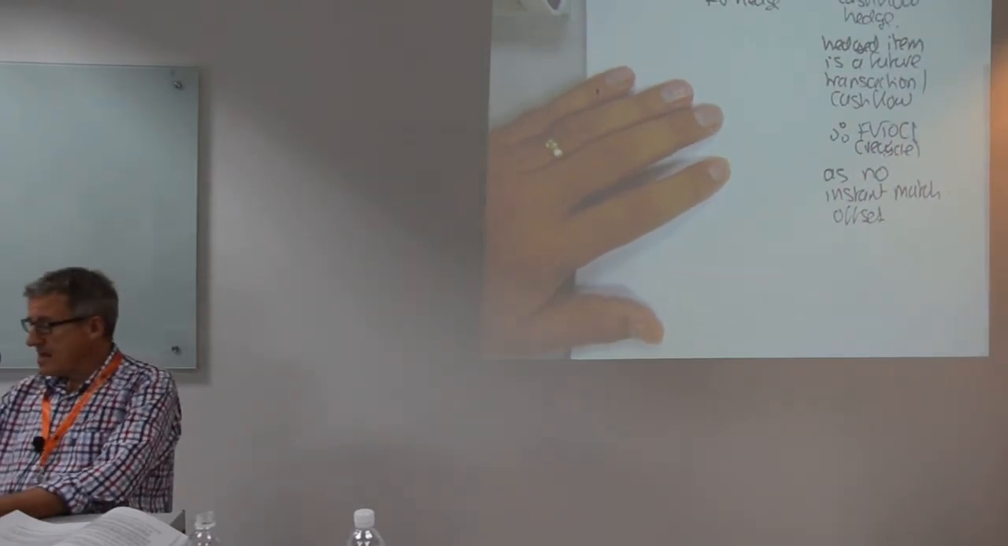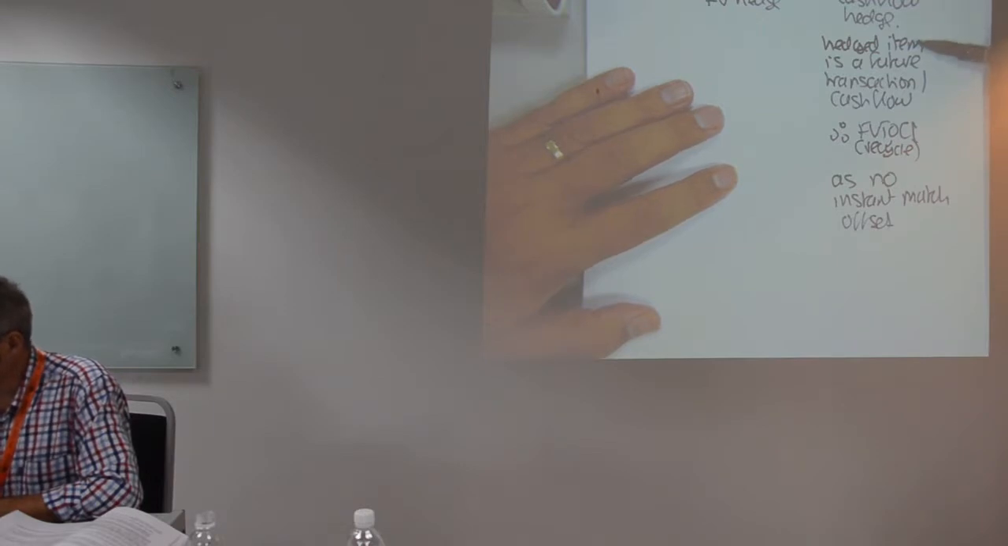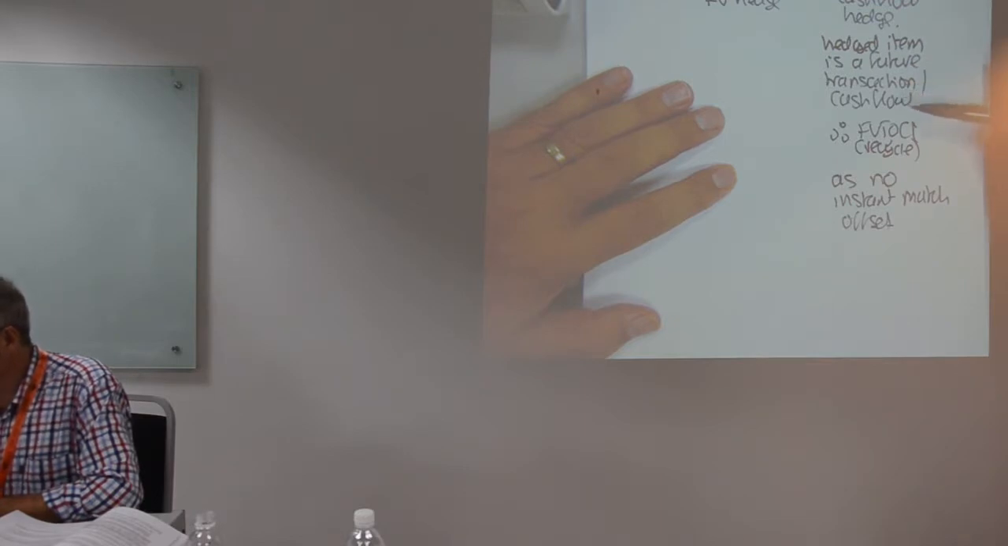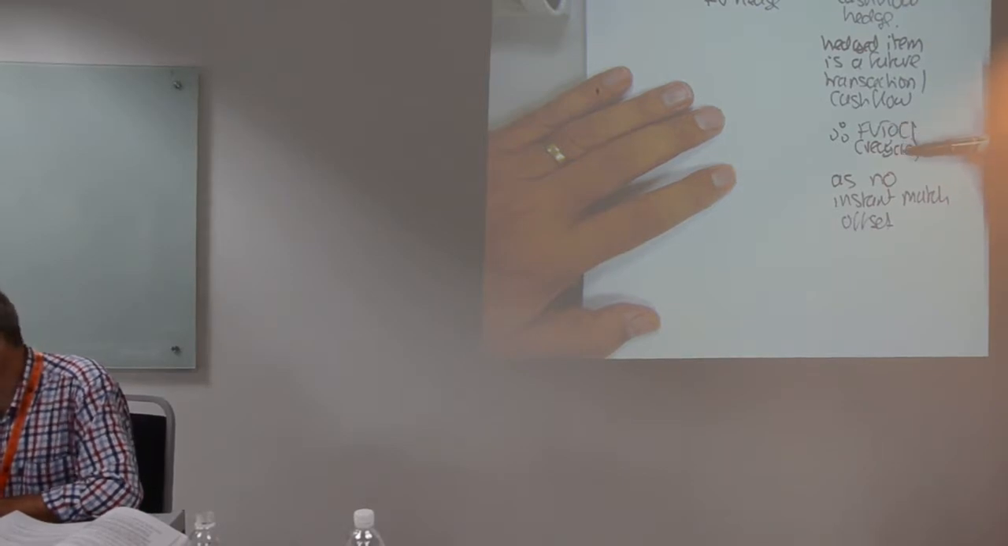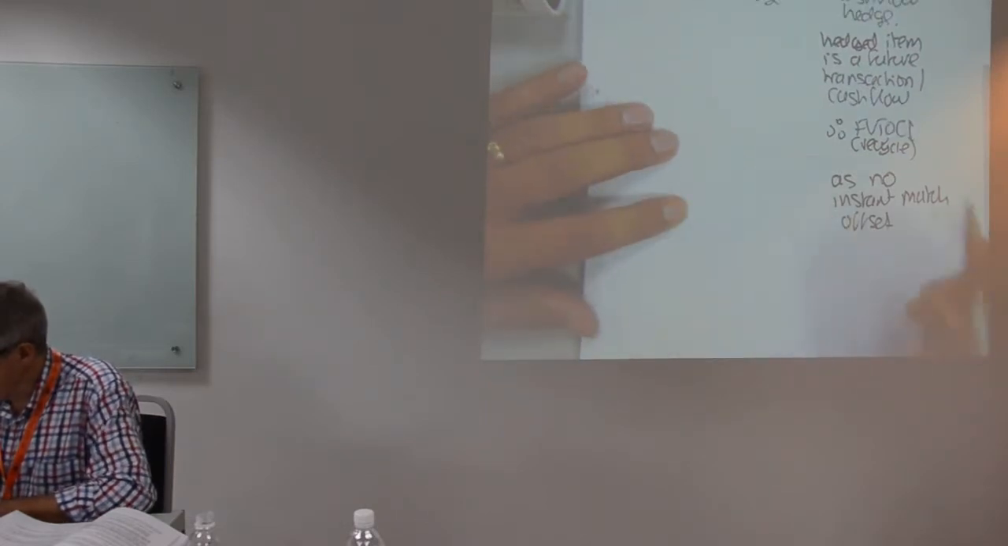So if it is a cash flow hedge, then the hedged item is a future transaction, a future cash flow, and we're looking to take a cash flow hedge as fair value through OCI, where it can be recycled, because there is no instant match or instant offset in the P&L.